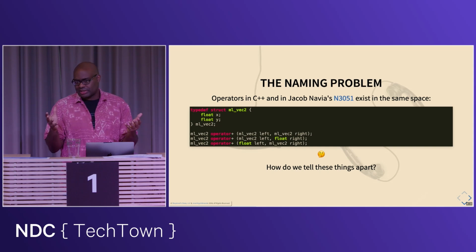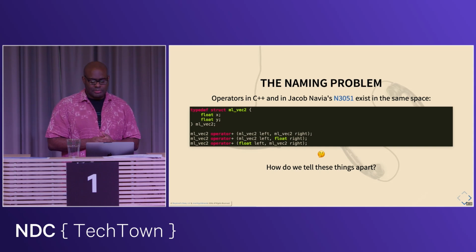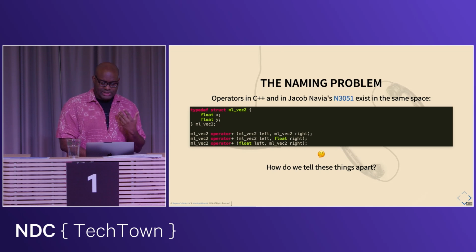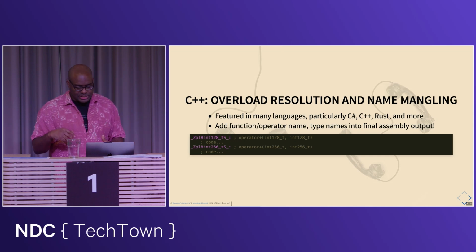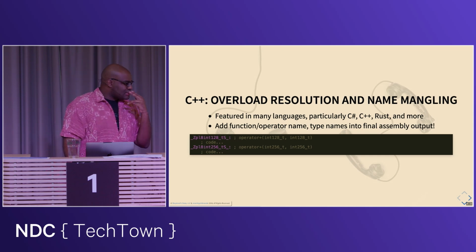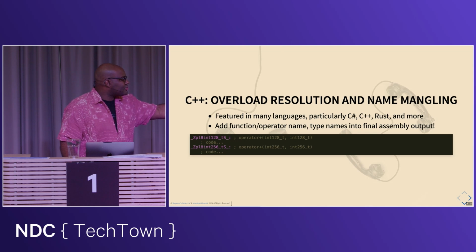And it works pretty much exactly the same way as C++, but we have an issue, right? How do we tell these three things apart? If you've ever looked at C++ code, or the generated assembly, this is an example where I've taken some C++ code that had an operator plus for an int128_t that I defined, and an int256_t that I defined.